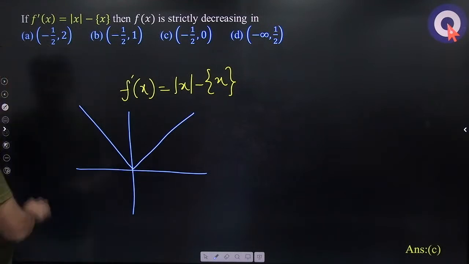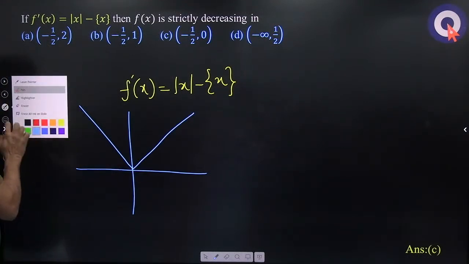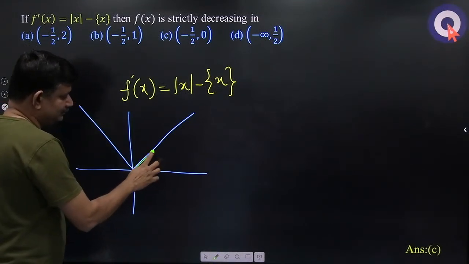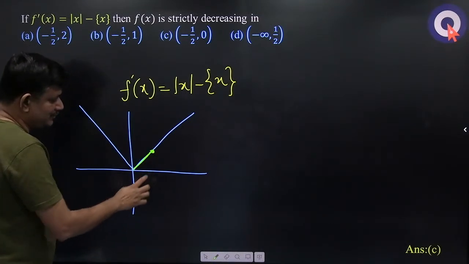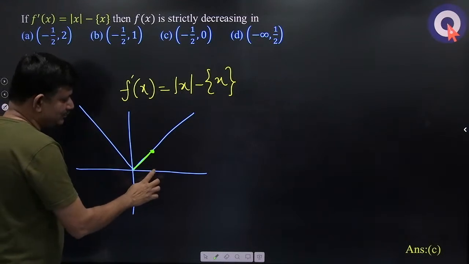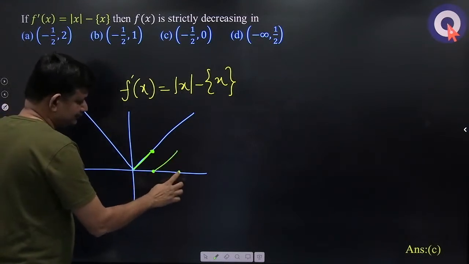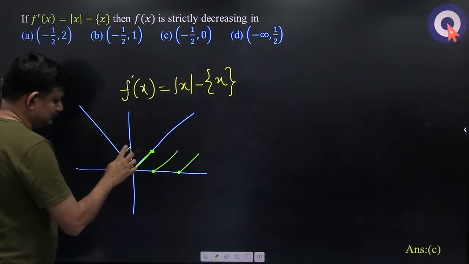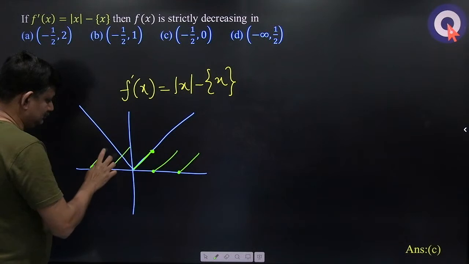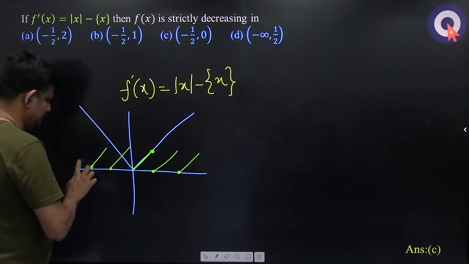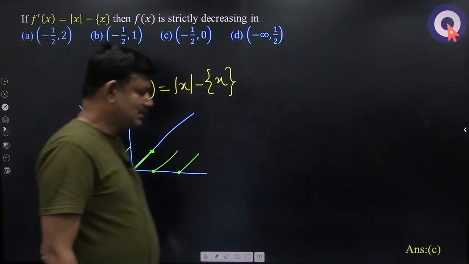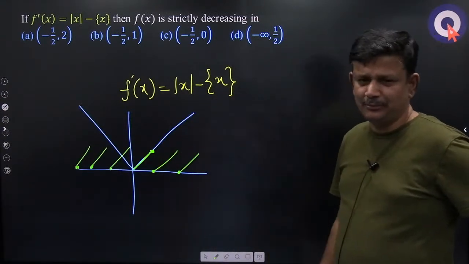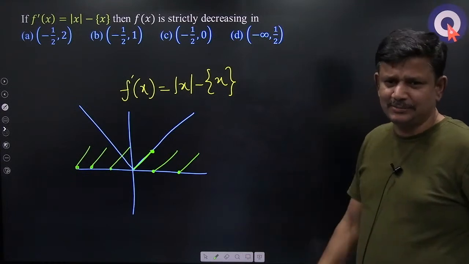This is the graph of mod x. How would be the graph of fractional part of x? From 0 to 1 is same as x. Both the graphs will be one and the same. From 1 to 2, the blue one is the graph of mod x. The green one is the graph of fractional part of x.